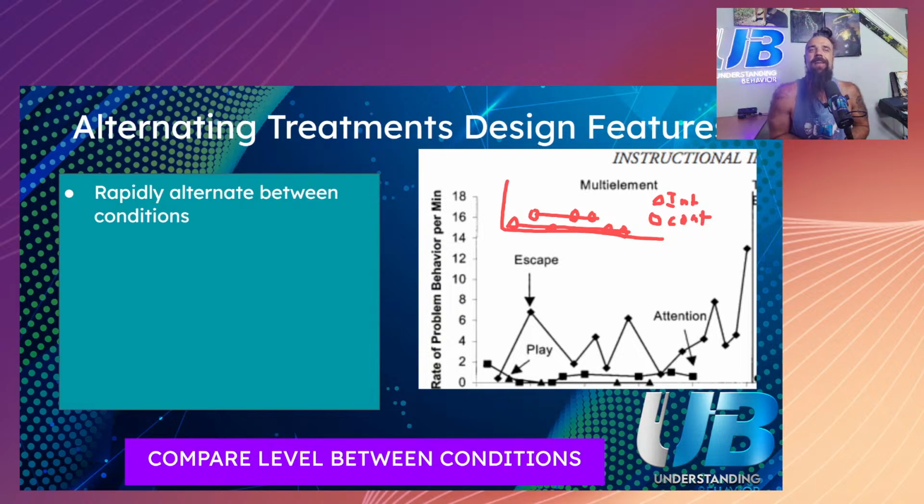So yeah, you can do this design, and again, the main thing that we're looking at is if we're rapidly alternating between our conditions. If we're doing that, we are good to go for an alternating treatments design.